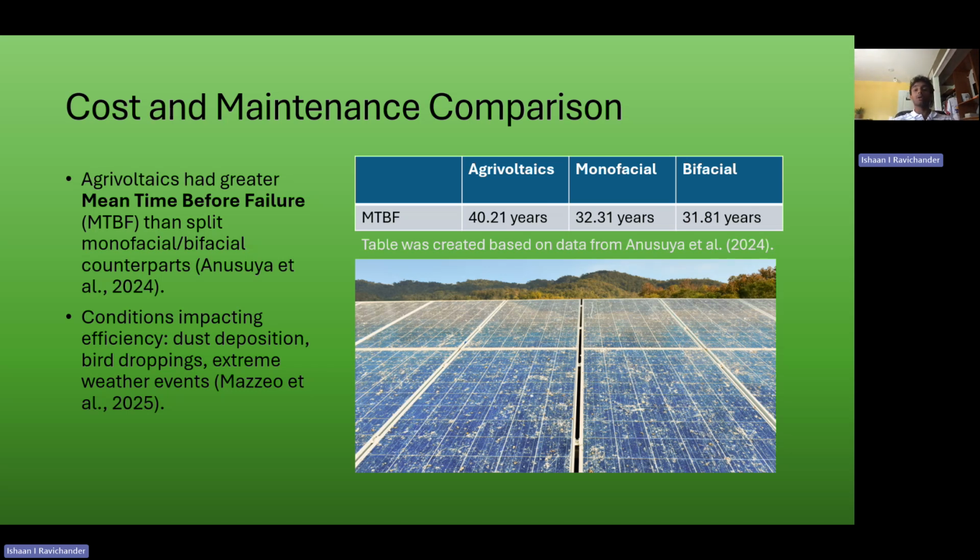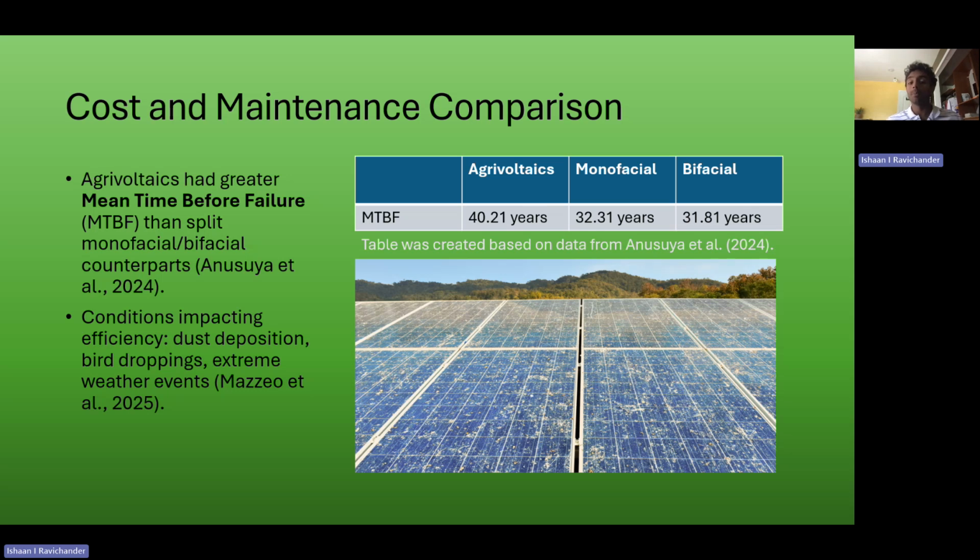It is important to note, though, that maintenance can be a challenge with these agrivoltaic systems and solar panels in general. A study found that dust deposition, bird droppings, and extreme weather events can dramatically impact the efficiency of photovoltaics, with studies finding reductions ranging from 2% to 50%, depending on climatic conditions and cleaning frequency, especially in agricultural landscapes when there's going to be a lot of dust deposits and a lot of wind, typically. It's important that these panels are maintained and cleaned pretty frequently in order to maximize their efficiency.